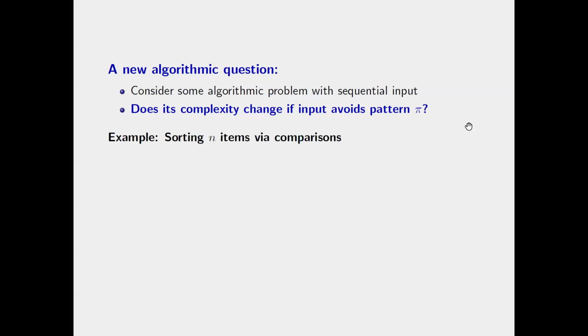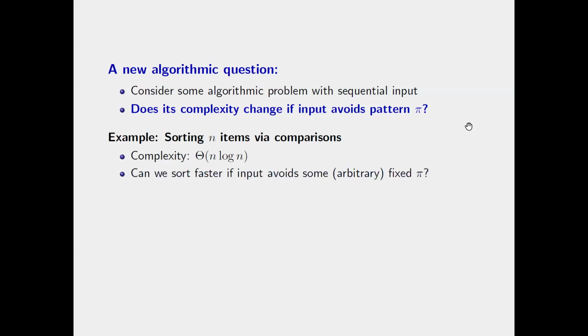So maybe the most natural example is sorting a sequence of n numbers. We know that the complexity is n log n. You have to do n log n comparisons, and you can do it. But what if the input avoids some arbitrary pattern? Maybe we can do it in linear time or with a linear number of comparisons.